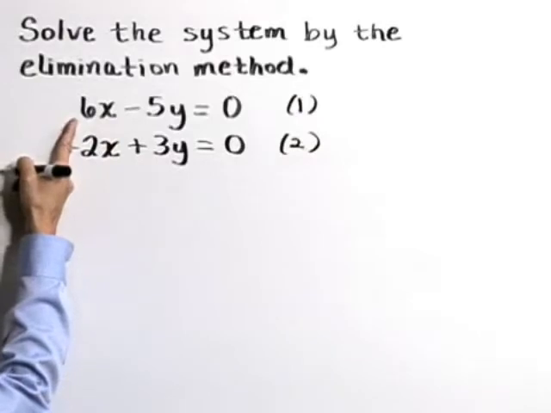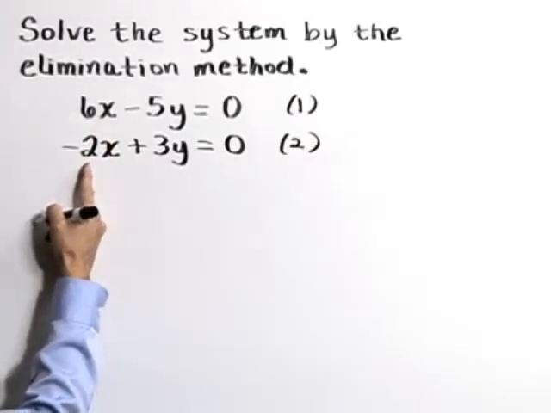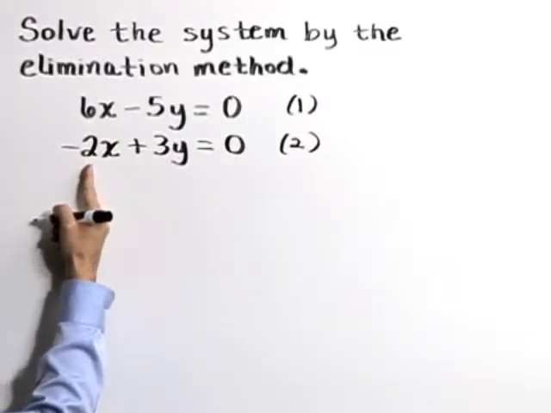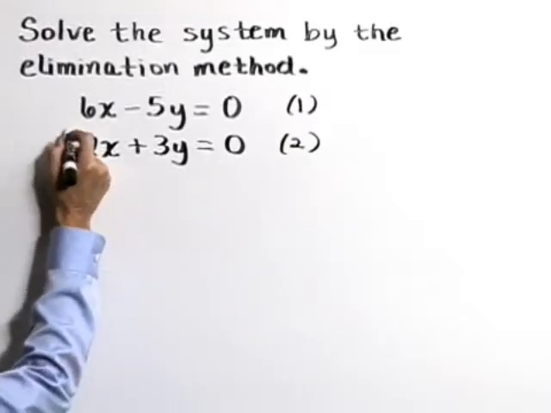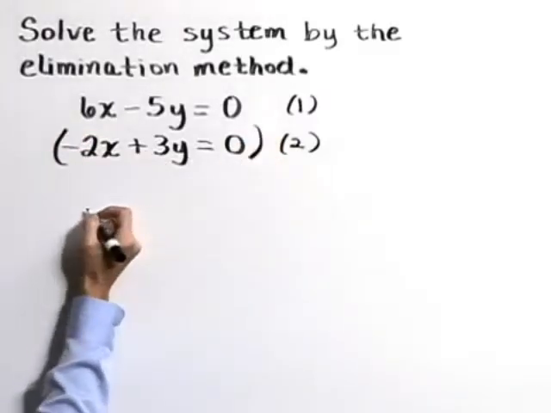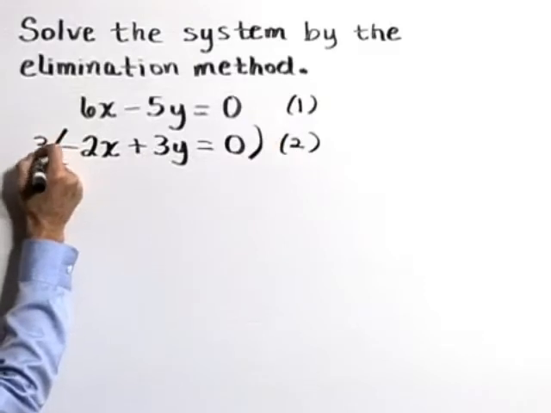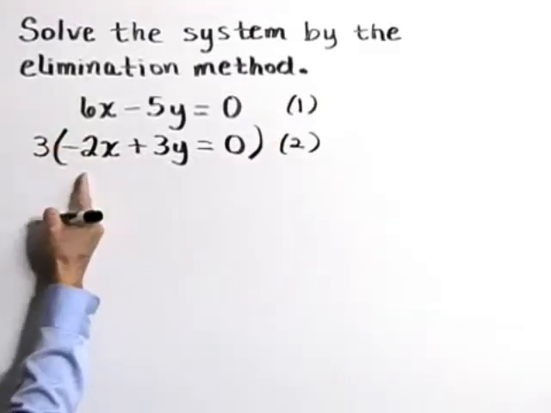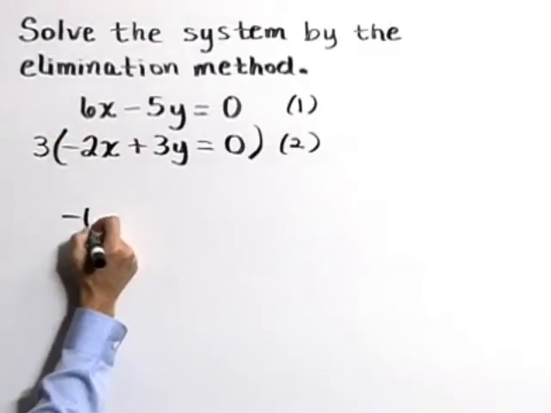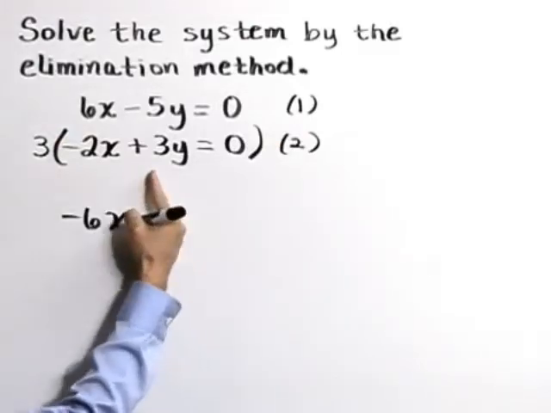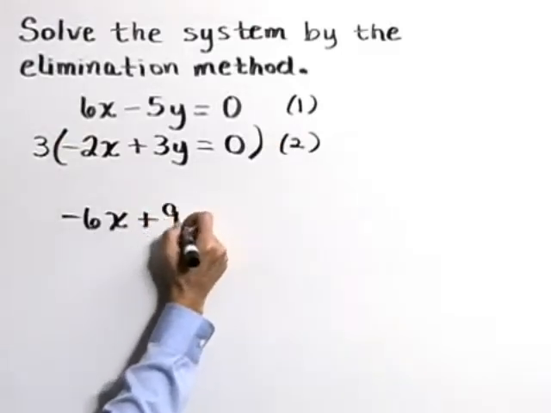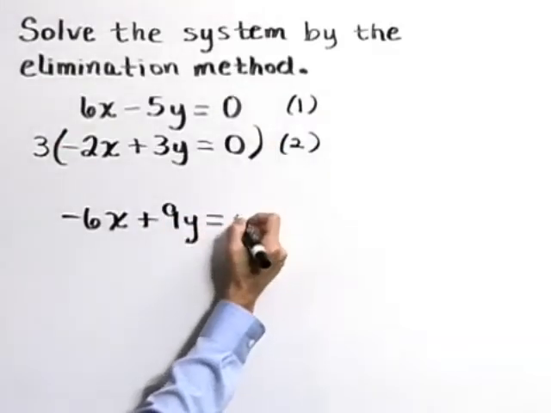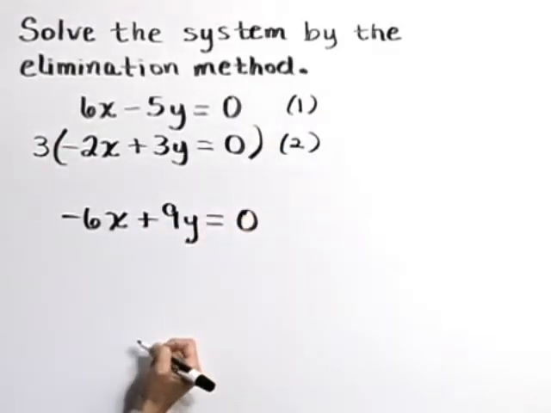We've got a coefficient of 6x in the first equation. We can turn this negative 2 into a negative 6x pretty easily if we multiply that equation number 2 through by the number 3. So let's do that. 3 times the negative 2x is a negative 6x. 3 times the 3y is a plus 9y, and that's equal to 3 times 0, or 0.